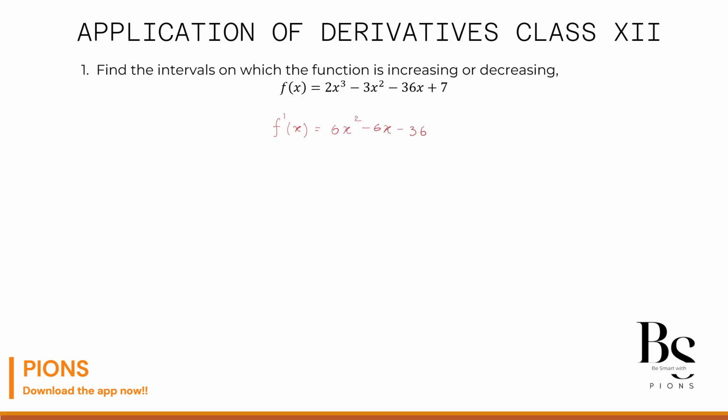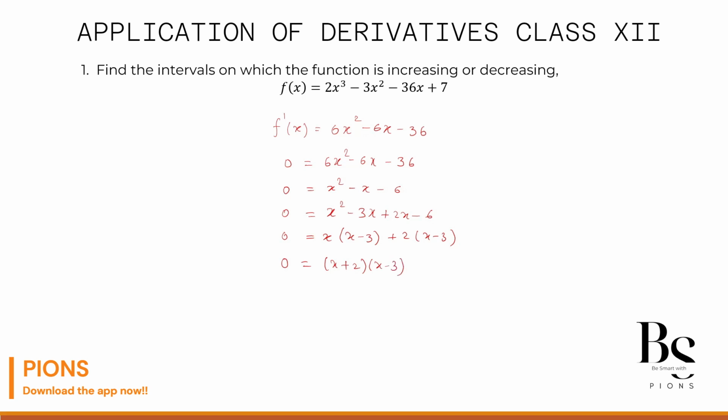Second step is to substitute this f prime x as 0. The derivative must be 0. So it will be 6x square minus 6x minus 36. Now divide the whole equation by 6. You will get 0 equals x square minus x minus 6. So 2 3s are 6, correct? So x square minus 3x plus 2x minus 6. Let's take x common here, so it will be x minus 3. Let's take 2 common here, so it will be x minus 3. Correct? So this will be 0 equals x plus 2 into x minus 3.